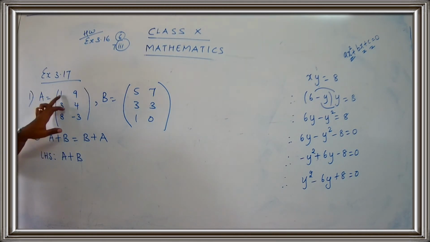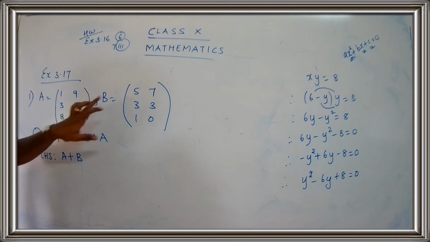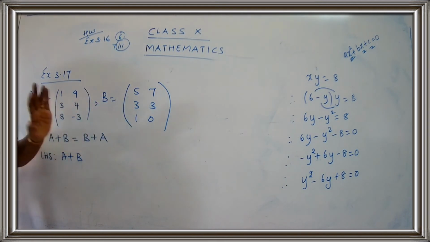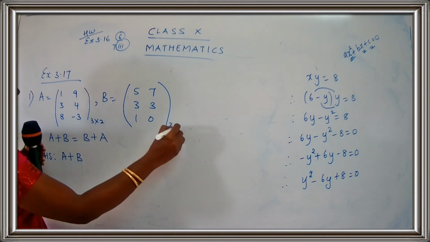See the order here: 3 rows, 1, 2, 3 rows. Here also 3 rows, 1, 2, 3, and 2 columns. So the order is the same. Here you have the order 3 cross 2, and here you also have the order 3 cross 2.